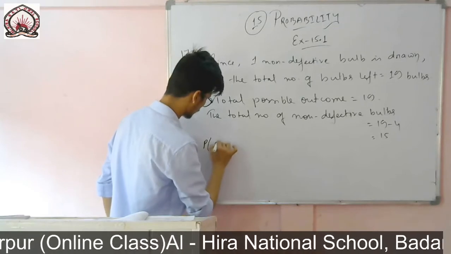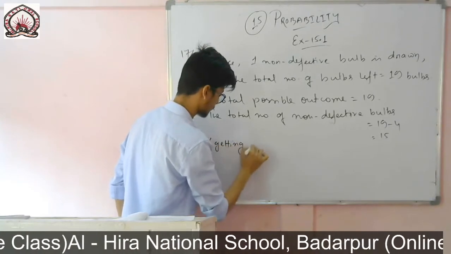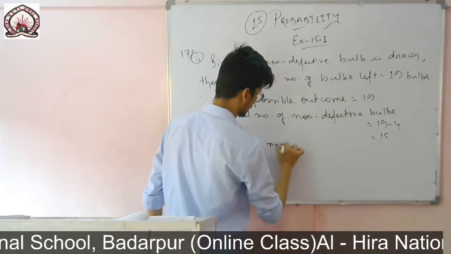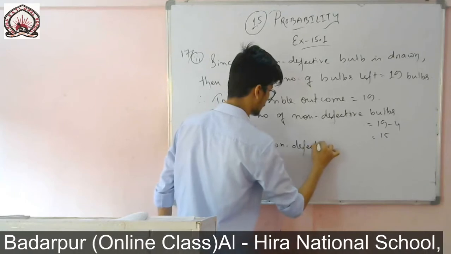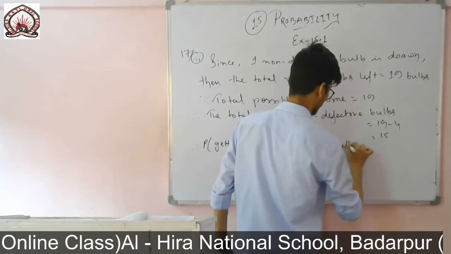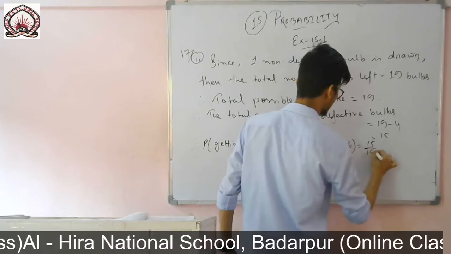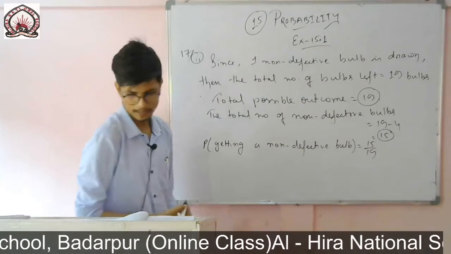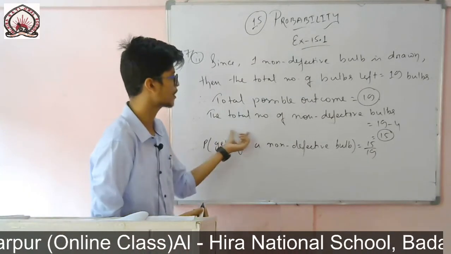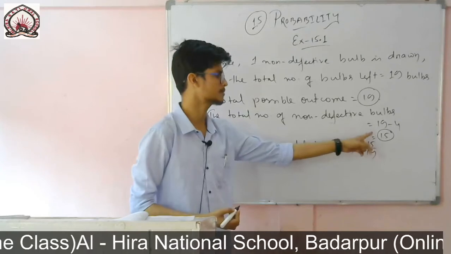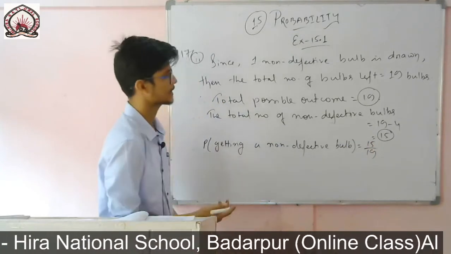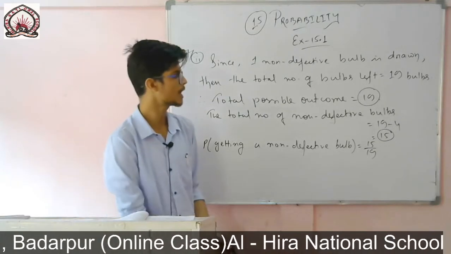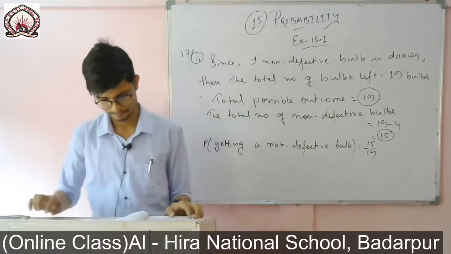Therefore, the probability of getting a non-defective bulb is equal to 15 by 19. This is our favorable outcome. This is the total possible outcome. So 15 by 19. If you want, you can write here one line: therefore, the total number of favorable outcomes is equal to 15, and then the probability of getting a non-defective bulb is equal to 15 by 19. Favorable outcome divided by the total possible outcome, 15 by 19.